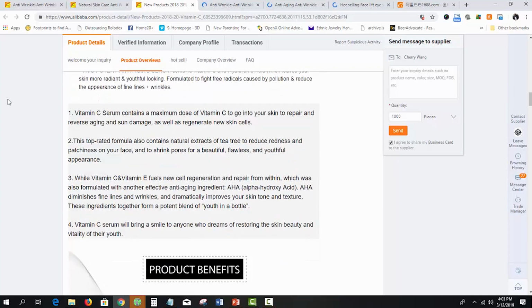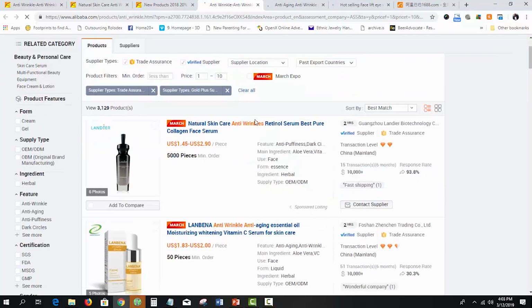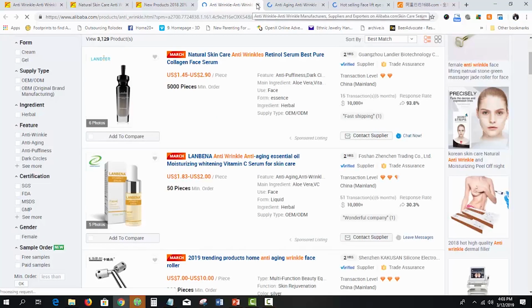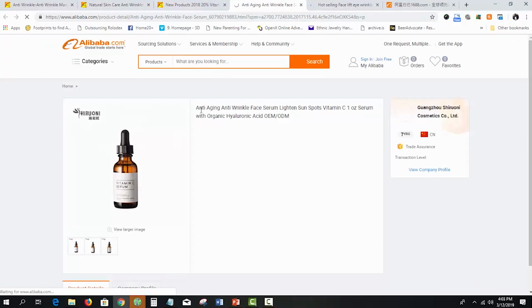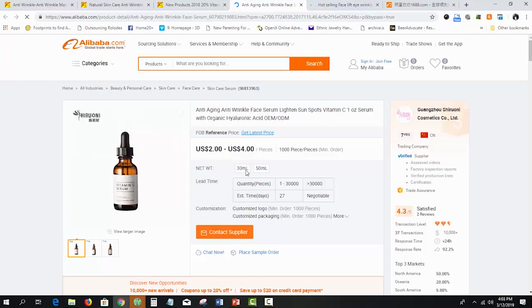Okay, so let's look at this one. I think I clicked the wrong thing. Okay, so these guys have been around for 7 years. And if you also look, you see the minimum order quantity says 1,000 pieces, and they can supply it in two different sizes, 50 mil or 30 mil.